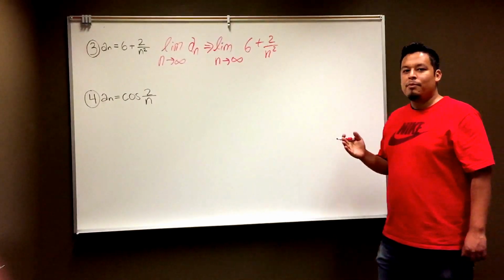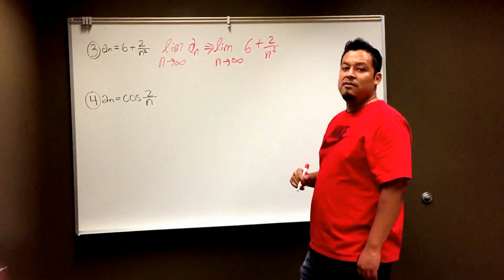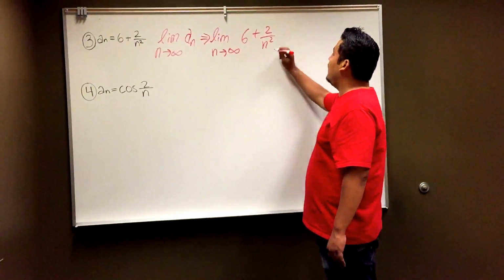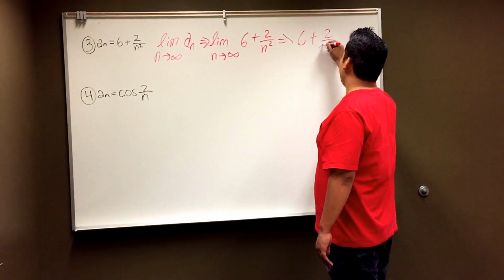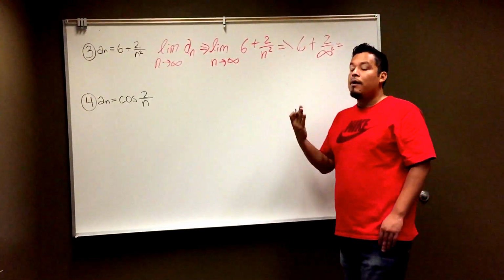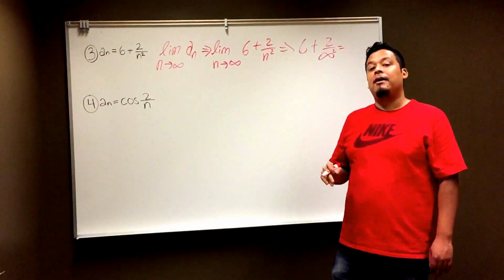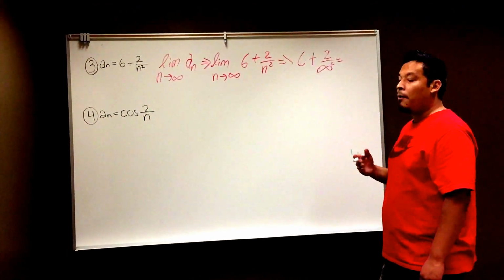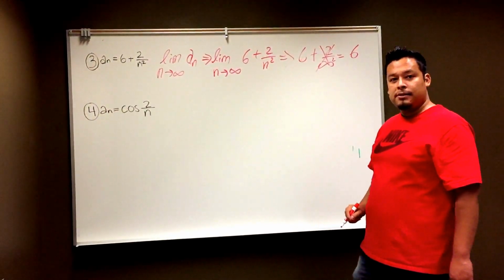In this particular example, you can see that we don't have to manipulate anything, because this is just a simple plug-in. So we plug in our infinity here, and I'm going to emphasize that we have 6 plus 2 over infinity squared. A relatively small number divided by a super large number such as infinity will always be 0, or rather approximating 0. Therefore this will go away and our answer will be 6.